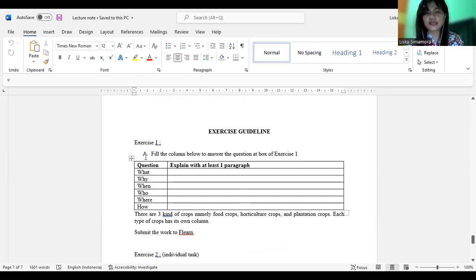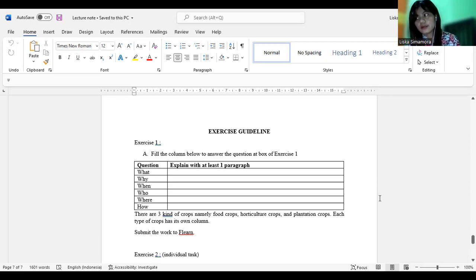So here is the exercise. This is the way you will answer exercise 1. Fill the column below to answer the question in the box of exercise 1. The question is, you have to observe the problem within 3 main crops, namely food crops, horticulture crops, and plantation crops.